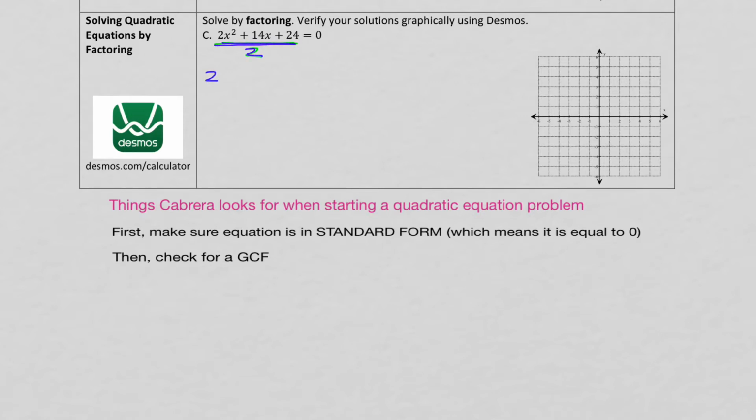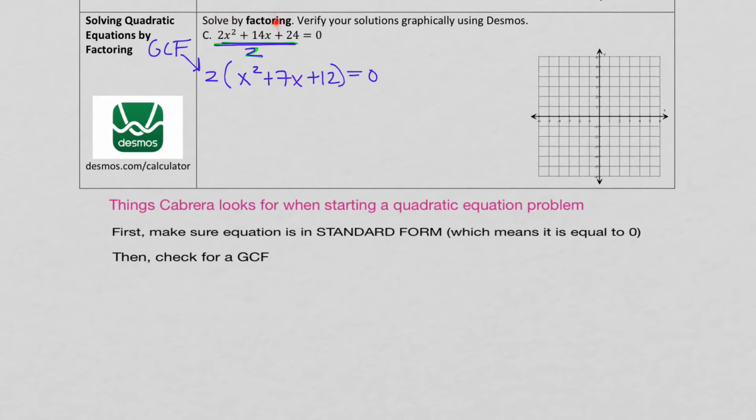And if I do that in the very beginning, 2 divided by 2 here is I'm left with x squared. 14 divided by 2 is 7x. And then 24 divided by 2 is 12. So I'd much rather work with this quadratic here in the parentheses than the original one given to me. Again, this GCF that I divided out in the very beginning, it'll kind of sit on the side. It'll come back at the end for my final factored form answer.